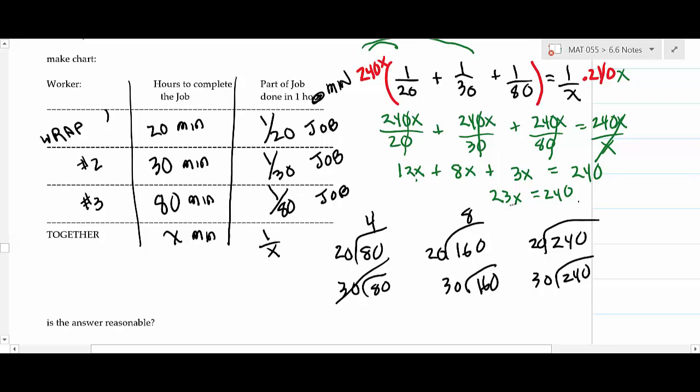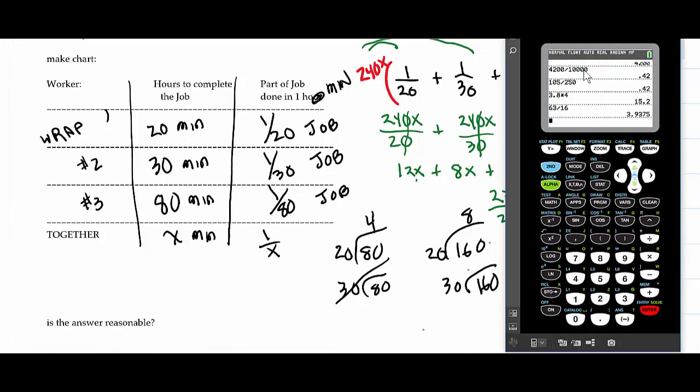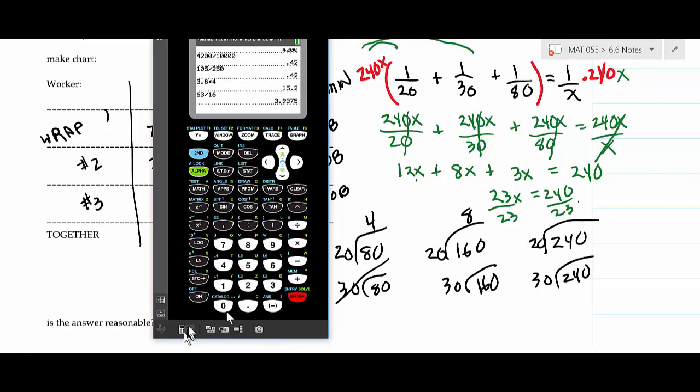So now I could divide by 23. Again, our answer should be around half of 20. So let's see what we get here. 240. Why am I doing that? Divide by 23. There we go. So let's see what we got. Look at that, 10 point something. See? You're always going to have a good estimation.